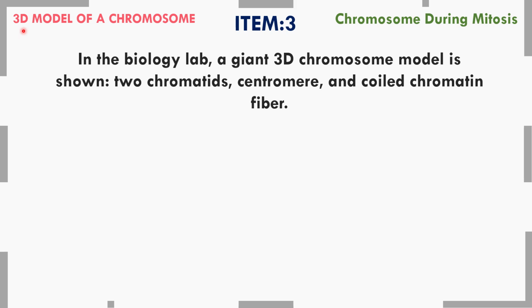Now let us look at the 3D model of a chromosome. Here we are looking at a chromosome during mitosis. This is our item 3. In the biology lab, a giant 3D chromosome model is shown: 2 chromatids, centromere, and a coiled chromatin fiber.